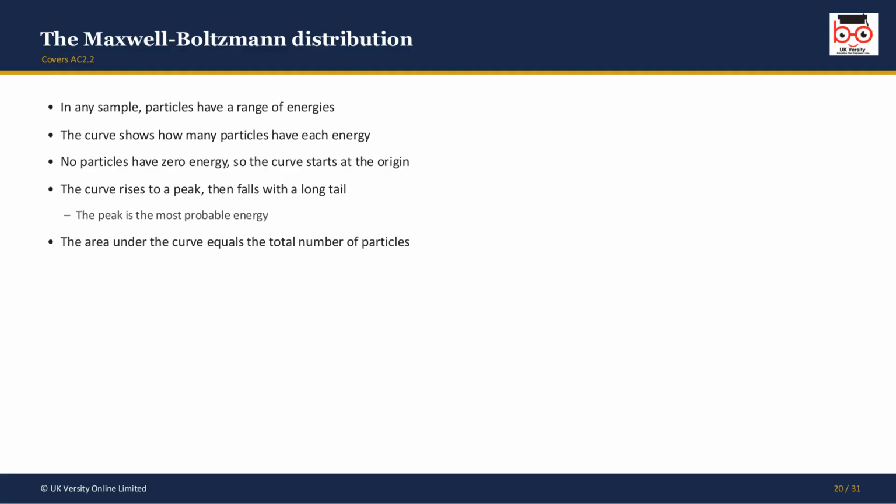Now for the Maxwell-Boltzmann distribution, which shows how energy is spread among the particles. In any sample, the particles have a whole range of energies, and this curve tells us how many particles have each energy. No particle has 0 energy, so the curve starts at the origin, then rises to a peak and falls away with a long tail to the right. The peak marks the most probable energy, and the total area under the curve represents the total number of particles.